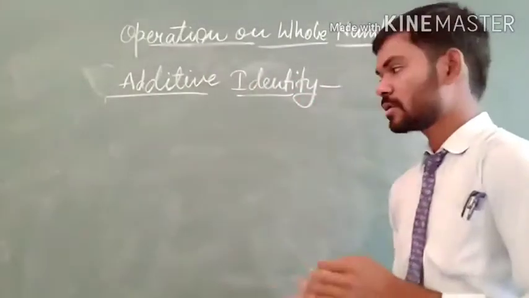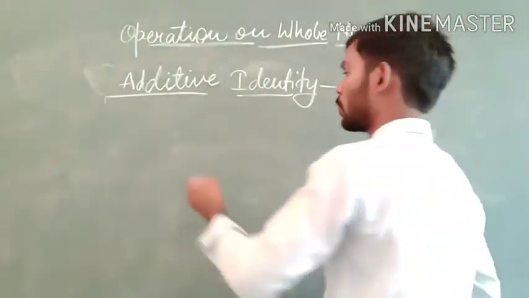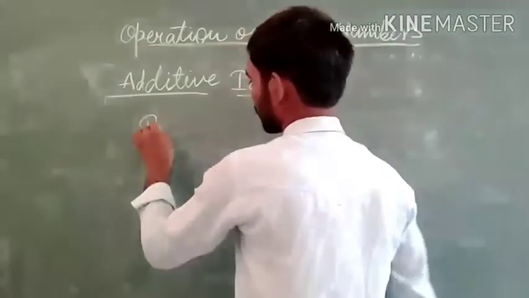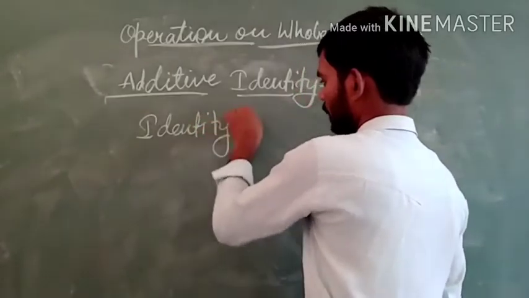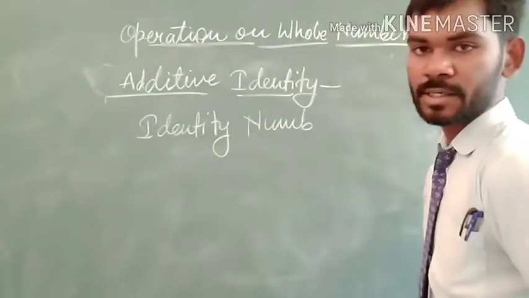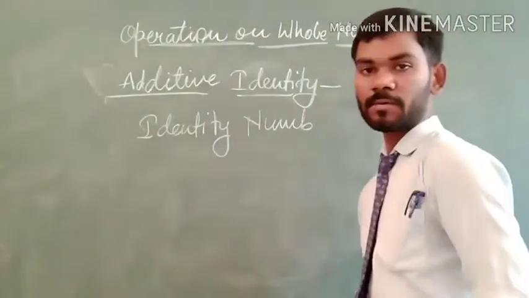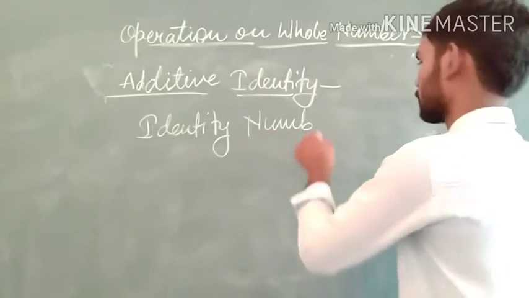Before starting the additive identity, first of all we should know what an identity number is, and when these identity numbers are known as additive identity and when they are known as multiplicative identity.